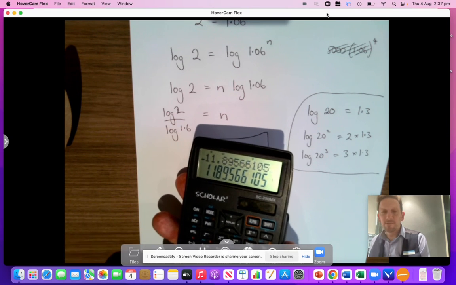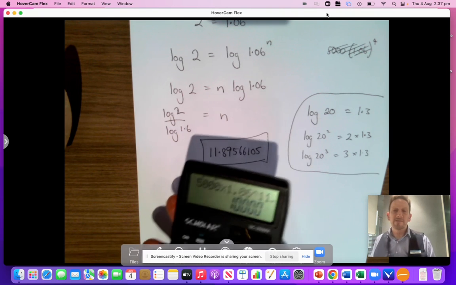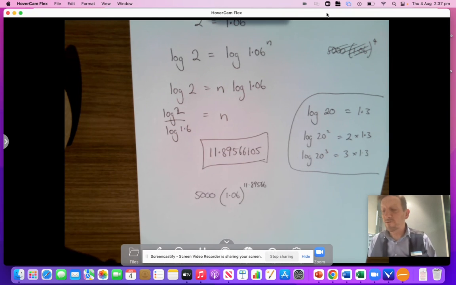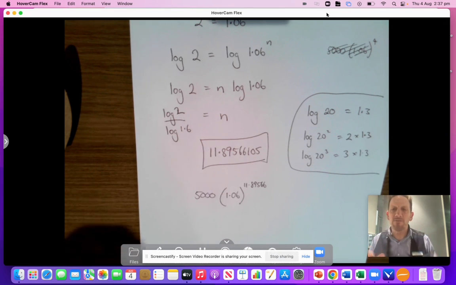11.89566105 equals 10,000. So using our log laws, instead of guessing and checking, when the unknown is in the index, we can use our log laws and find it in one step. And that's the whole power of the log laws.